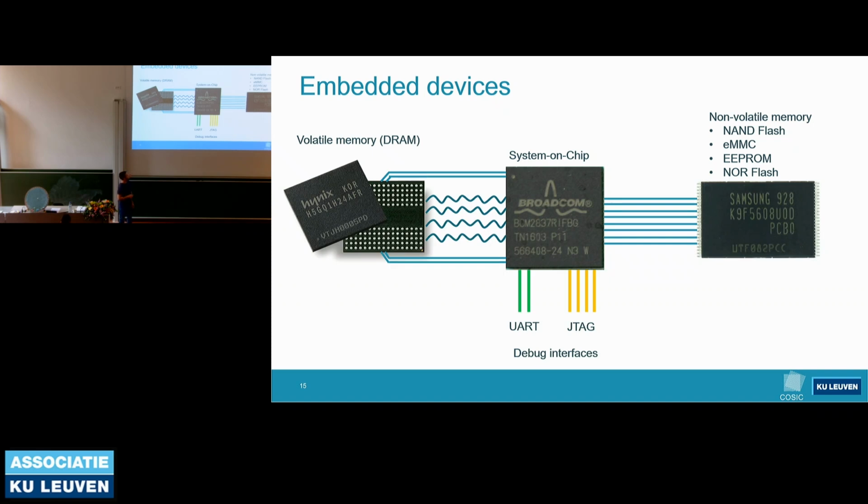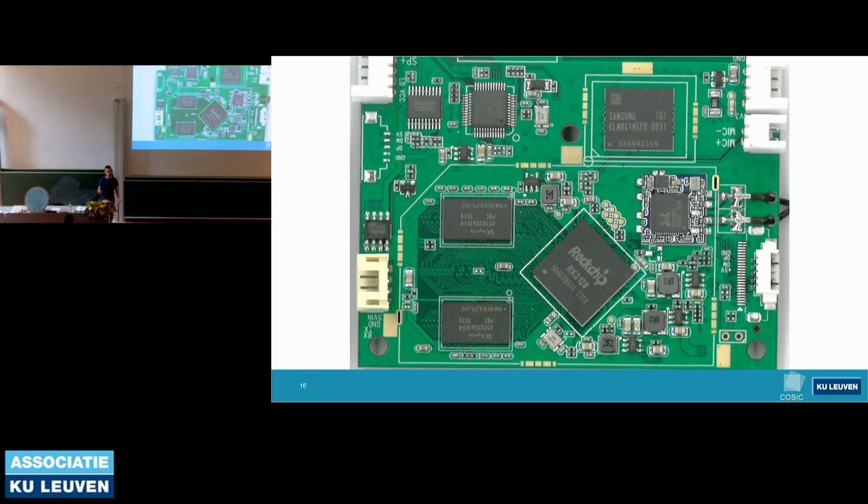The system on chip typically has some debug interfaces, maybe UART or JTAG or other interfaces. And these are always interesting to look at. In this talk, we'll look at UART because it's very common. And then, of course, like I mentioned, we want to read the contents from this non-volatile memory. Let's put this into practice.